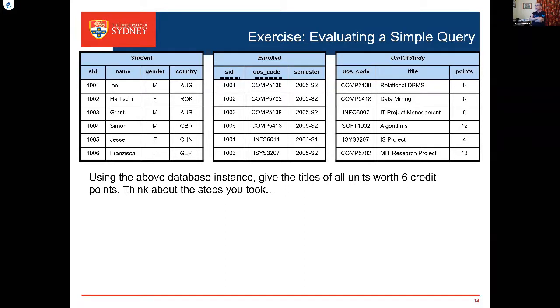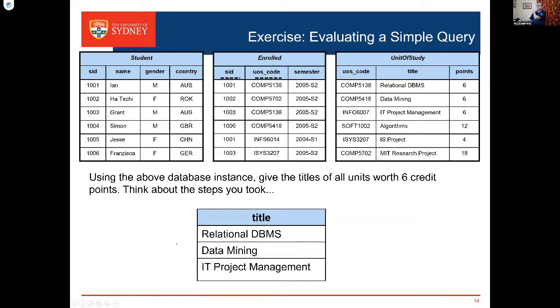And then I only want the title. So then I would throw away the other columns and the points column and just return a little table which is relational DBMS, data mining, and IT project management. That's what I'd do if I was doing it manually. That would be my result. And that's basically what we're going to do in relational algebra. The two operations I did were selecting out of the unit of study just those rows that were worth 6 points, and then projecting from that just that particular column. So I did two operations, a selection and a projection.